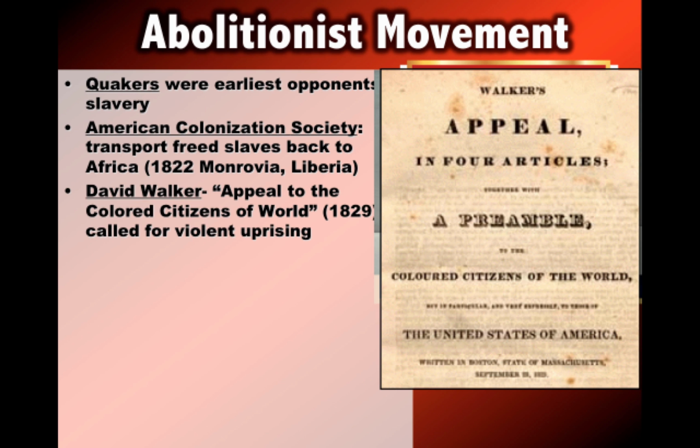You also have many African Americans taking the lead role in the abolitionist movement. One of the most famous ones is David Walker, a free African American who writes a very powerful piece of protest literature in 1829 called The Appeal to the Colored Citizens of the World, in which he called on African people, African American people, to rebel in a violent uprising, and his pamphlet is banned throughout the South.